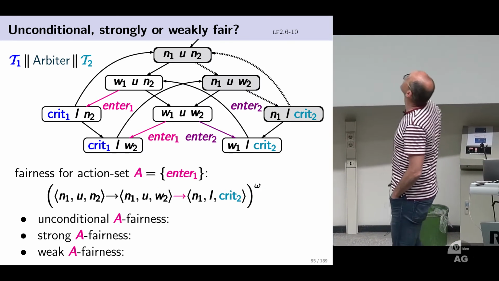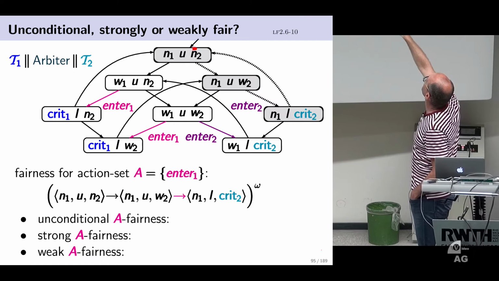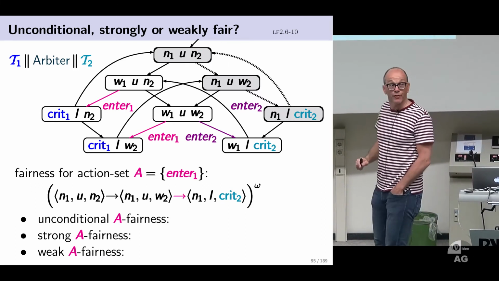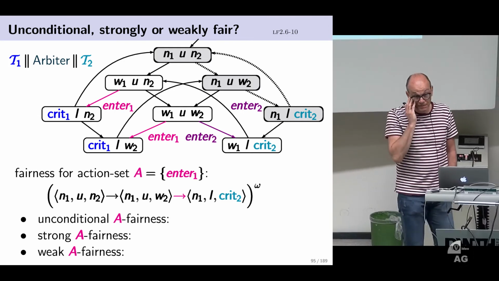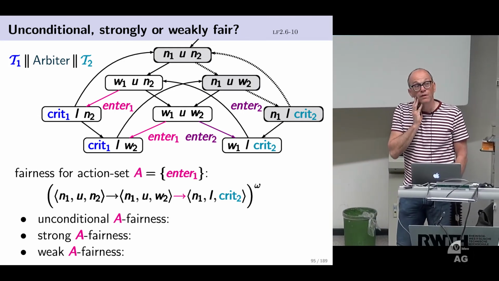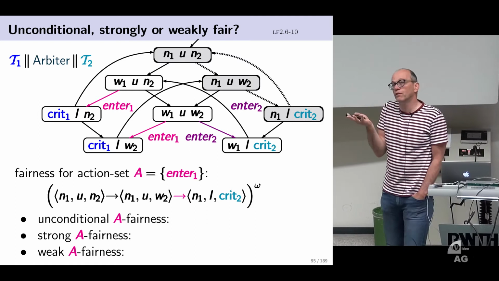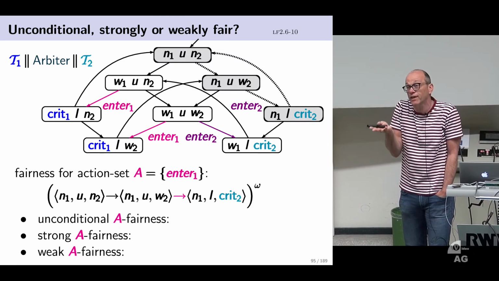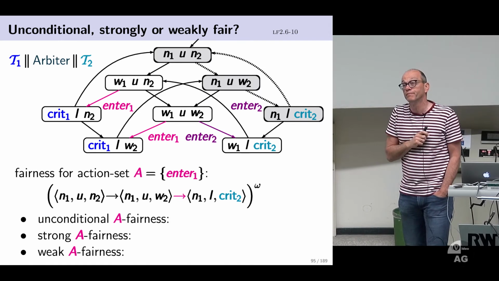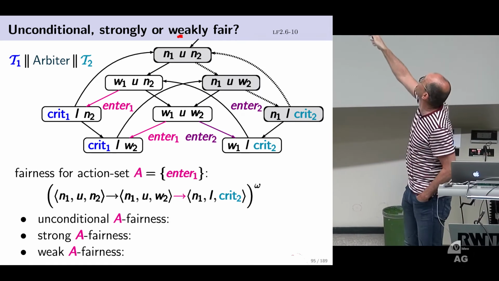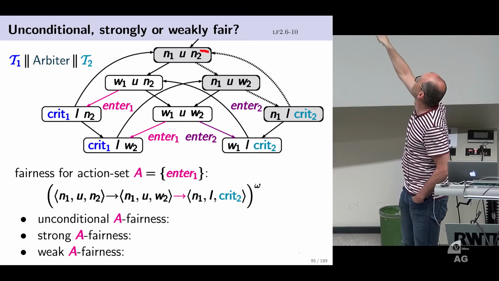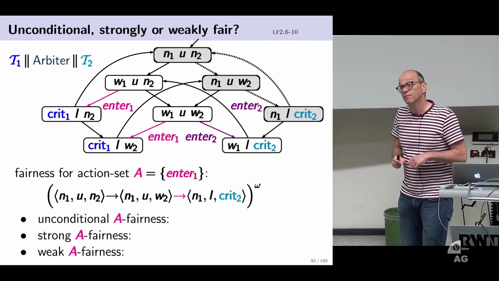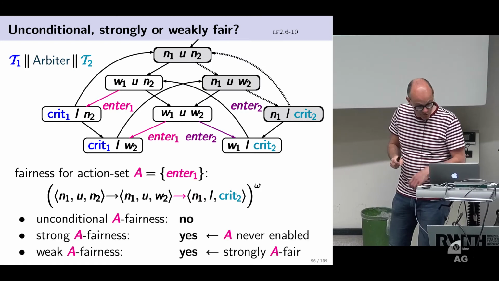Next, a different behavior. Same action set. This is the behavior. Okay? Question again, is this unconditional A fair? With respect to enter 1. So, in spoken language, it simply means, do we execute action enter 1 infinitely often in this behavior? No. We execute it 0 times. Good. So that's a no.